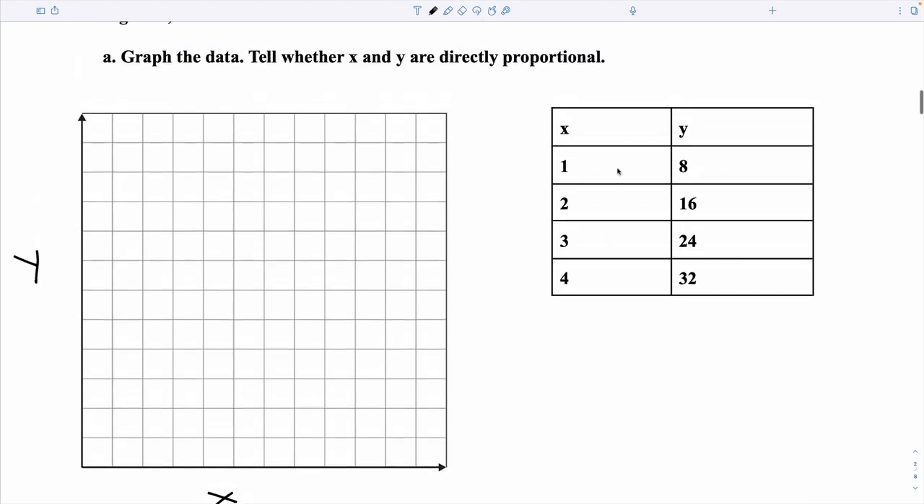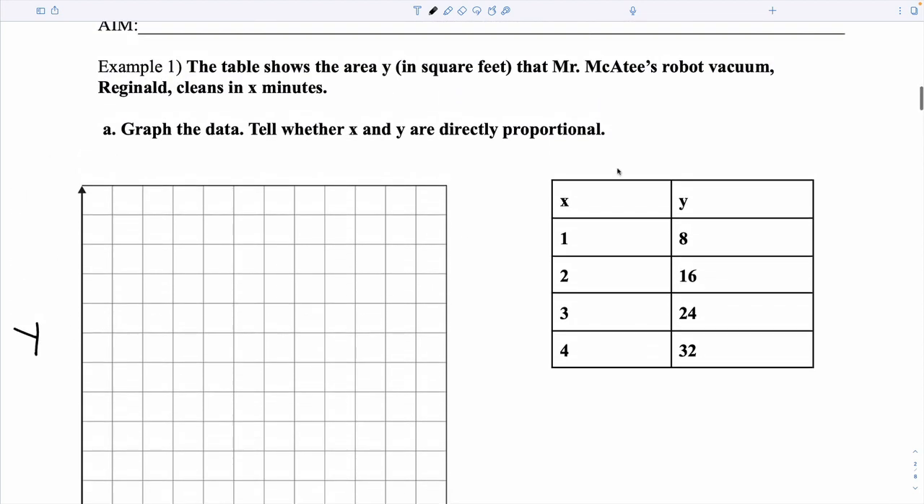So the x represents minutes. Let's put the minutes next to x. Y represents the area. Put area next to y. I'm checking your packets on Thursday. After you've turned them in, make sure everything that you see is filled out.